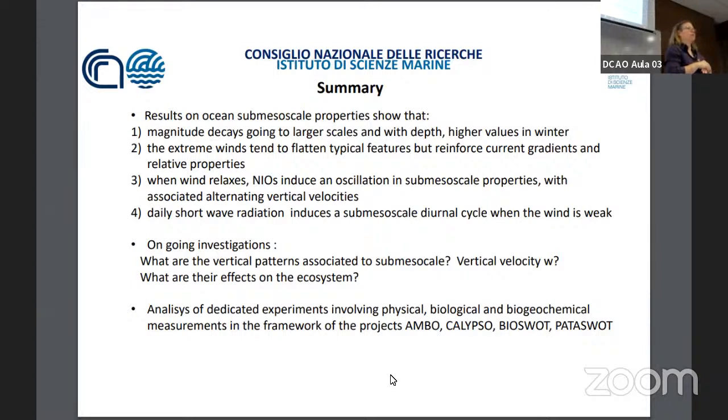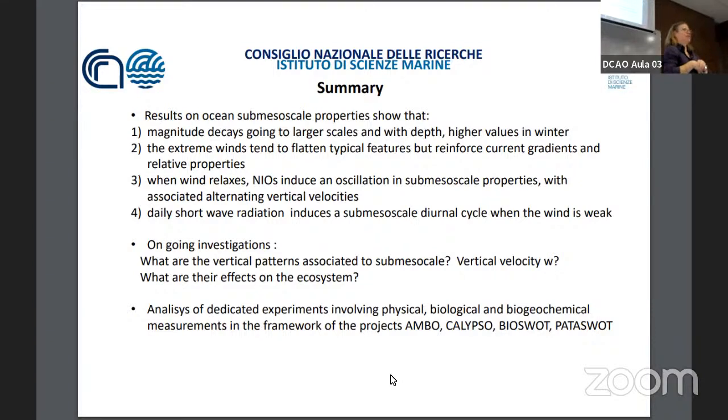And we've seen also that the daily shortwave radiation influences the submesoscale properties of the surface of the ocean when the wind conditions are weak enough. So our ongoing investigations are always focused on submesoscale patterns and the associated vertical transport and the estimate of vertical velocity, and what could be the effect on the transport and dispersion of particles, such as pollutants or biological particles, and in turn the effect on the ecosystem.